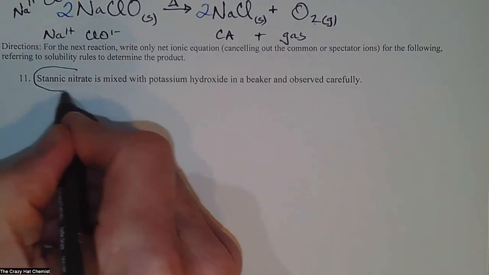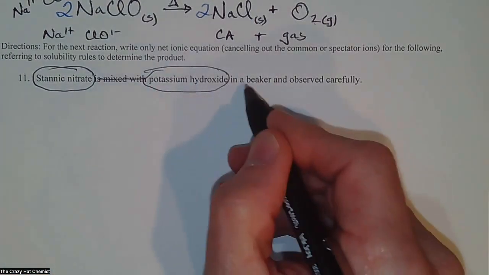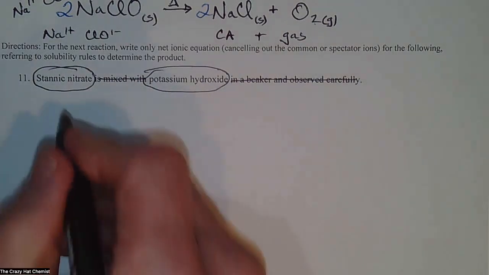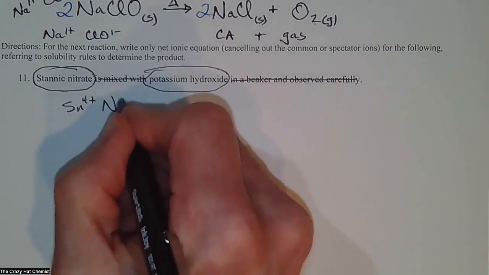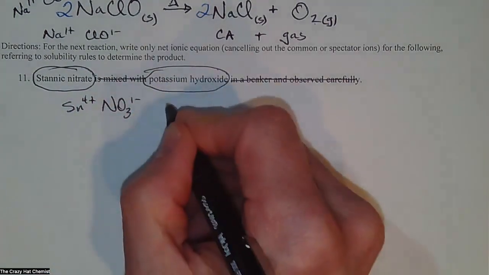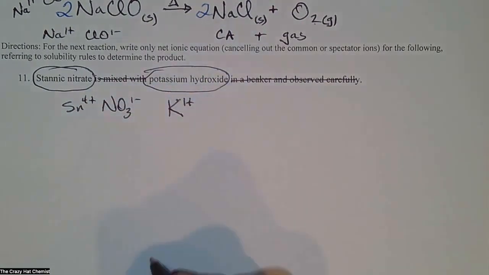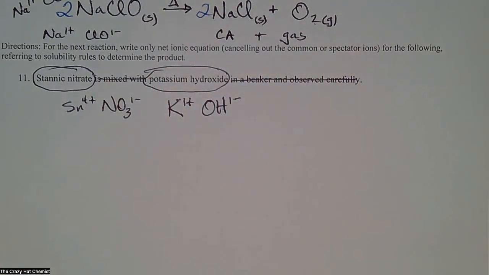So we're going to get stannic nitrate is mixed with potassium hydroxide in a beaker. Who cares if you observe it or not? Stannic is tin, that's Sn, that's a 4+. Nitrate is NO3 with a 1-. Potassium is a group 1+ charge. Hydroxide is a 1- charge. That's also a polyatomic ion.